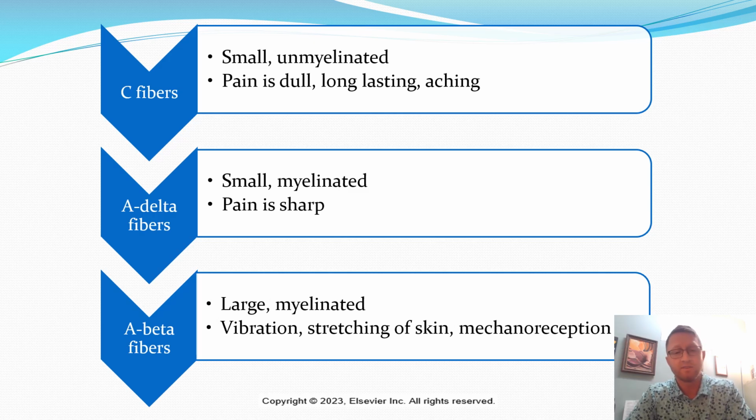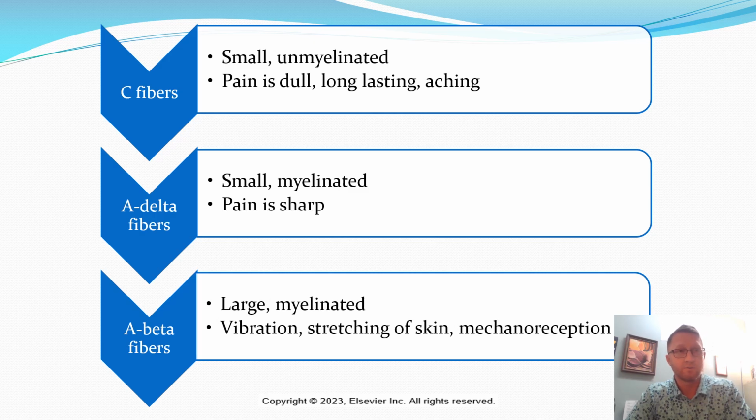Okay. Then we get onto the A beta fibers. Out of all three of these, the A beta fibers are the only fibers that are not transmitting what we call noxious stimulus. So this is why it's important to understand those terms at the beginning of the lecture. C fibers and A delta fibers are both transmitting noxious stimulus. Okay, the beta fibers are really there to transmit sensations such as vibration, stretching of the skin, or any type of pressure that is not going to be deemed as damaging to the tissue.